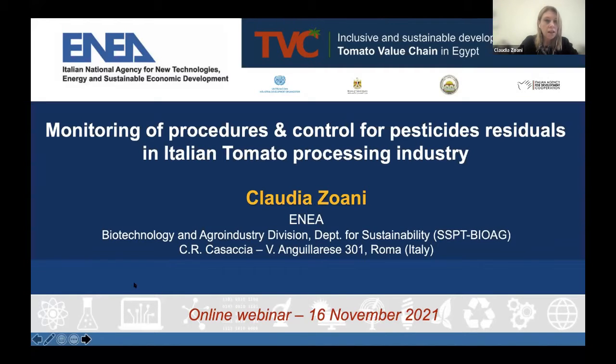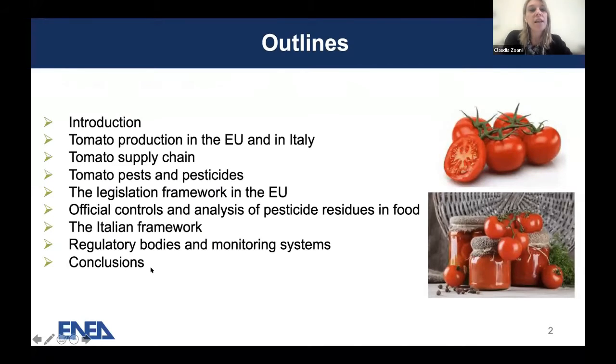Here you can see some outline about my speech. There will be a brief introduction on tomato and tomato production. We will talk about the tomato production in the European Union and in Italy. We will examine briefly the tomato supply chain, since it can really be relevant about food safety issues, so we need to examine it. We will focus on tomato pests and use of pesticides.